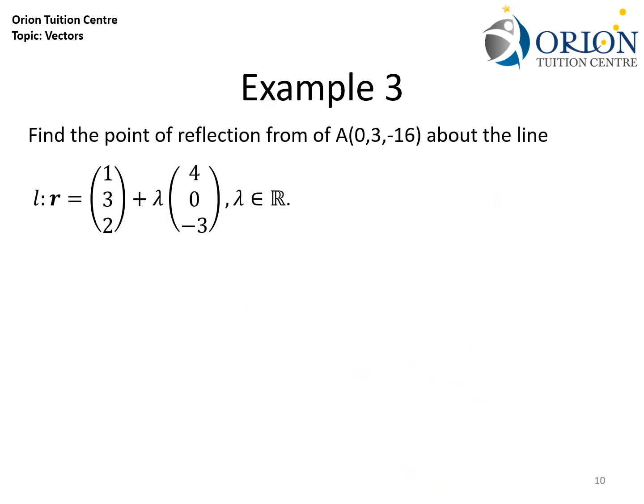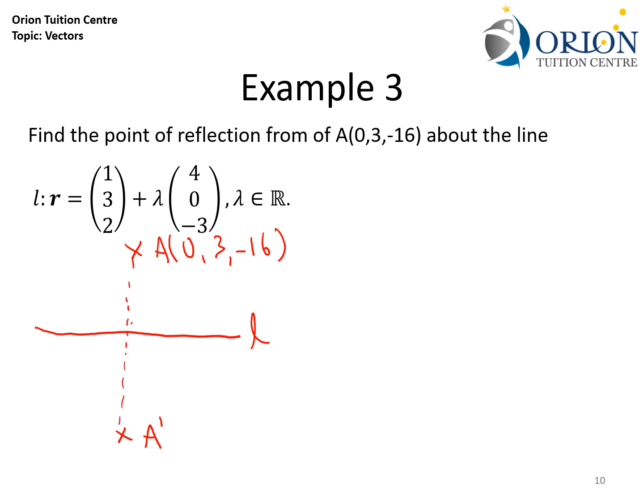In example 3, now we are asked to find the point of reflection of point A about the line L, both of which are the same as in example 2. Therefore, I know that I have the line L, the point A, which is at (0, 3, -16), and I'm interested to find out the point A prime. One thing I need to know is the foot of perpendicular F. And from earlier, we have found that F has coordinates (9, 3, -4). And therefore, we can say that OF equals (9, 3, -4).